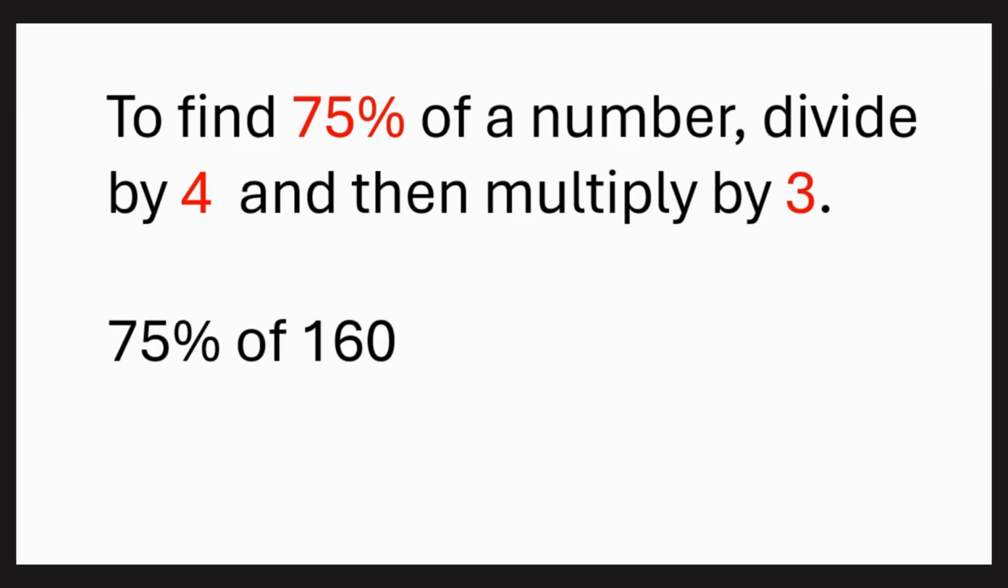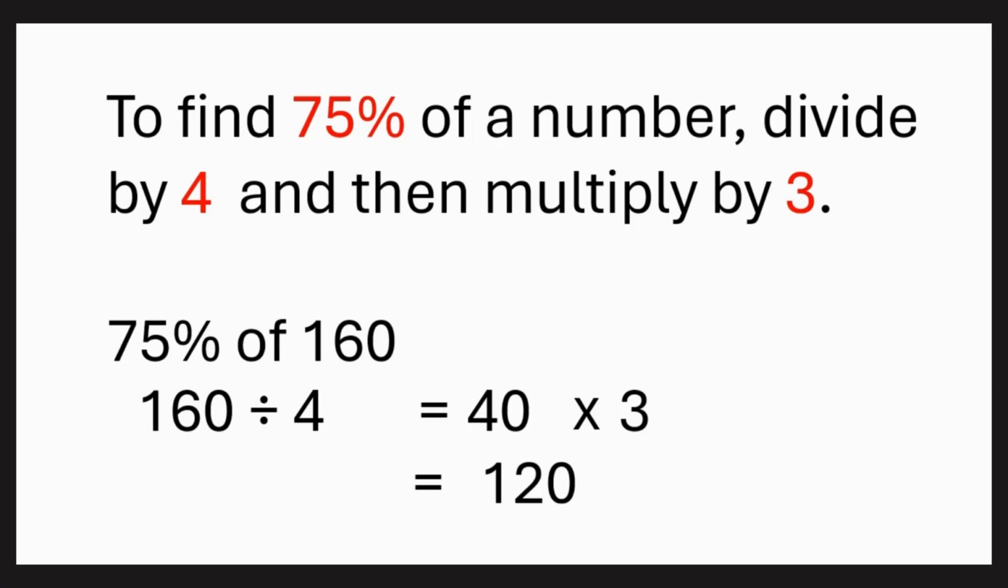Let's look at this example. 75% of 160. First, we divide 160 by 4. That is 25% of 160, and that gives you 40. And so for you to get 75%, you multiply by 3, and that gives you 120.